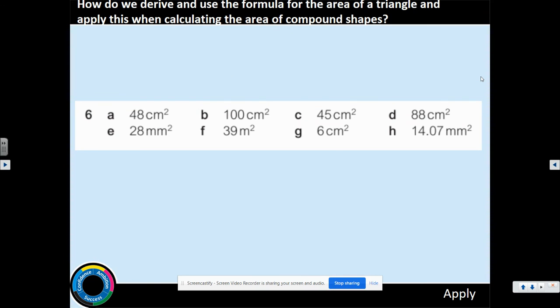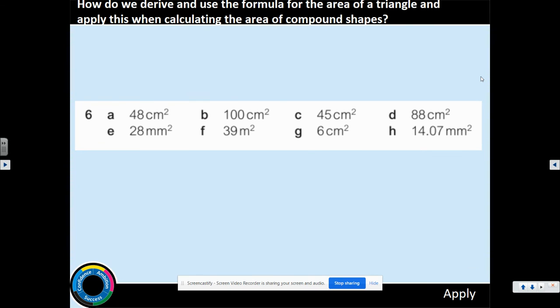Okay, guys, thank you for completing those questions. All right, the answers were 6A was 48 centimeters squared, B was 100 centimeters squared, C was 45 centimeters squared, D was 88 centimeters squared, E was 28 millimeters squared, F was 39 meters squared, G was 6 centimeters squared, and H was 14.07 millimeters squared.